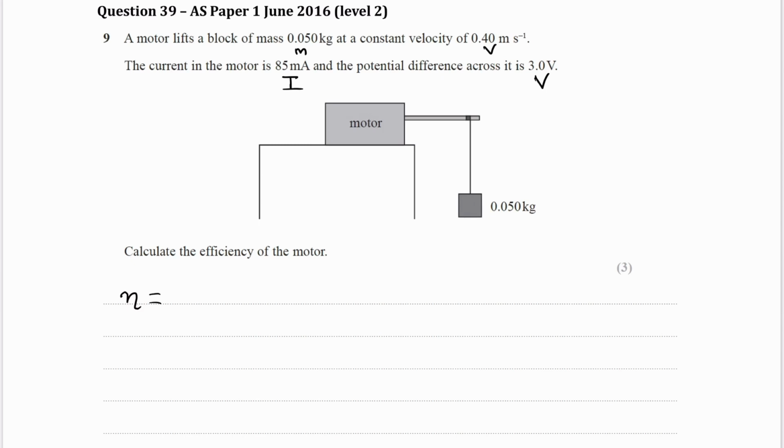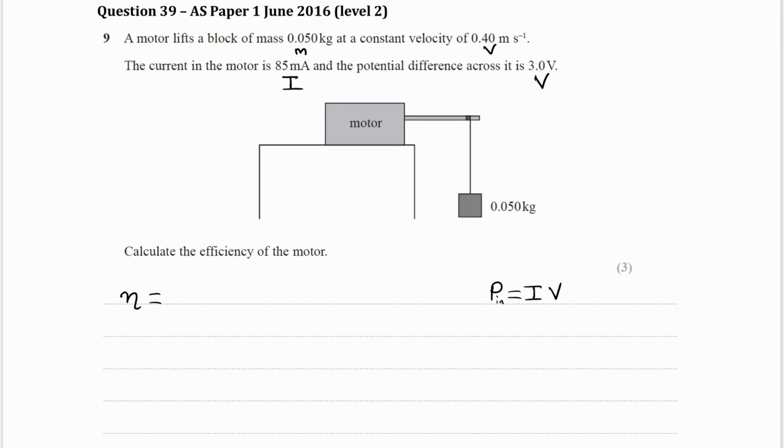So in this case, I think we're going to be using power, because we have current and voltage, so we can consider the equation P is equal to IV. We're not given any kind of time to convert this into an energy, so it's most likely going to be power that we're using in this question. The input power in this case would be the electrical energy, so this is P_in.